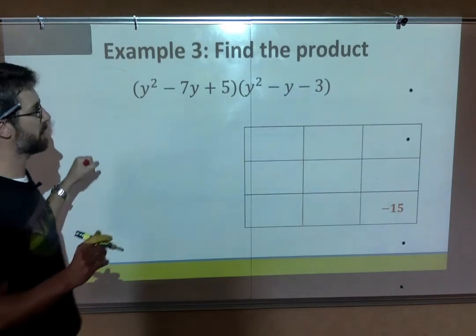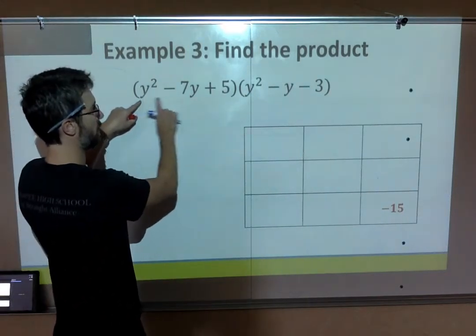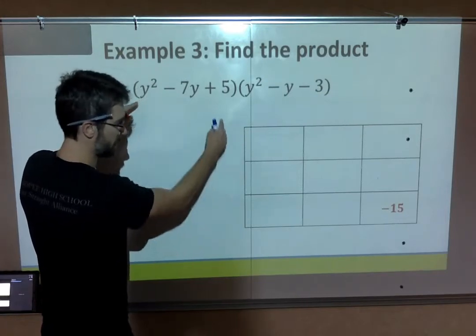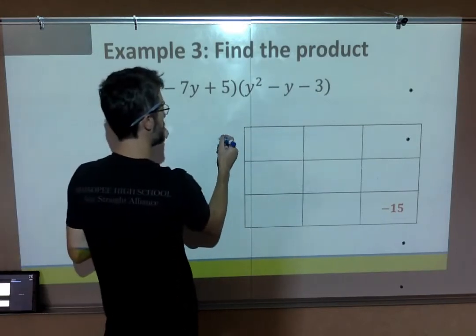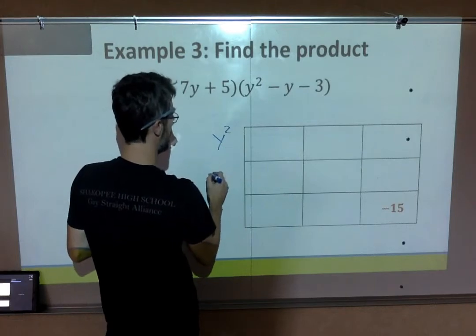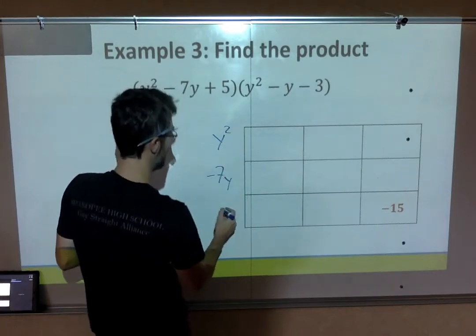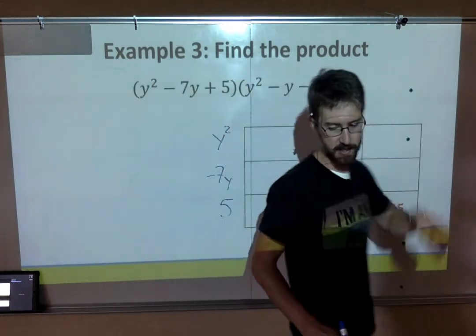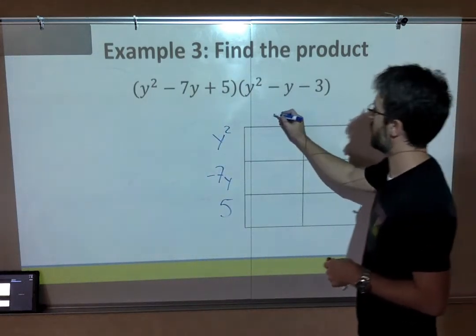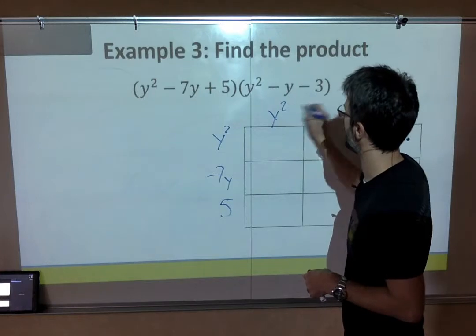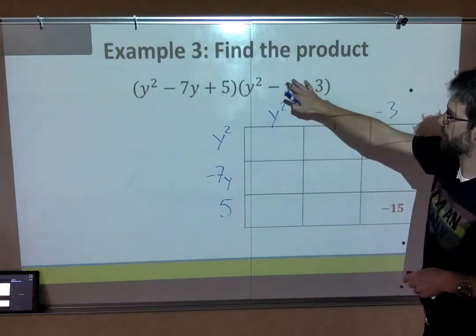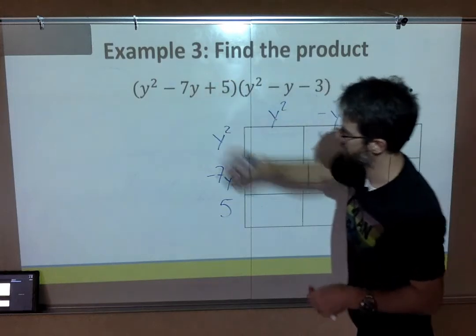So what the box method involves is we're going to take one of these trinomials and list the terms next to these boxes on the outside. So we'll put y squared, negative 7y, and positive 5. And then we're going to put these ones across the top. It doesn't matter which ones go across the top and which ones go down the side, as long as you don't mix them up, right? All these ones went across the top, all these ones went down the side.